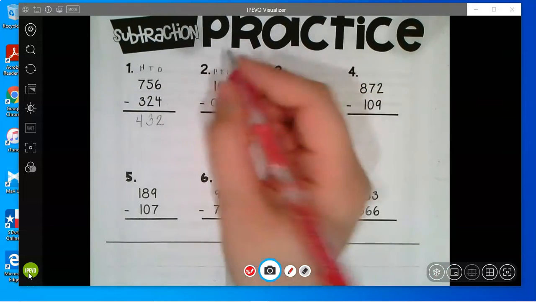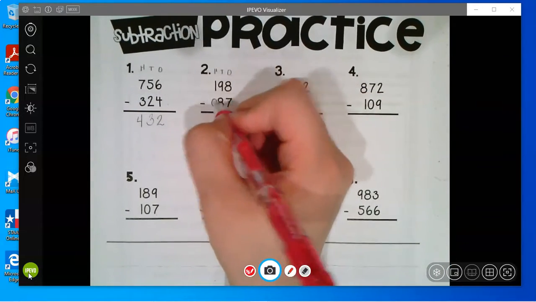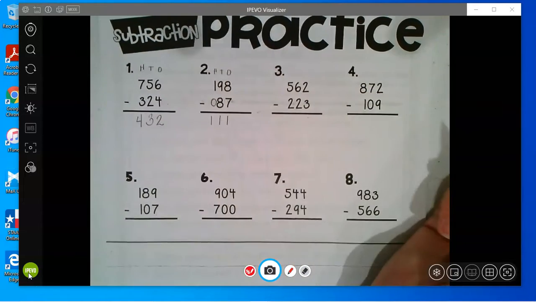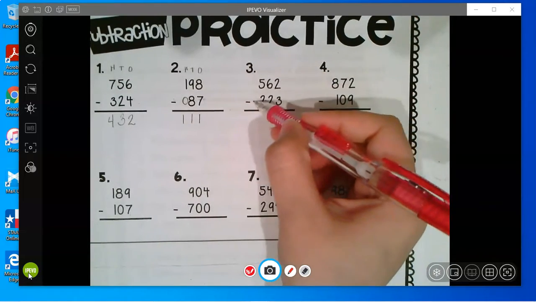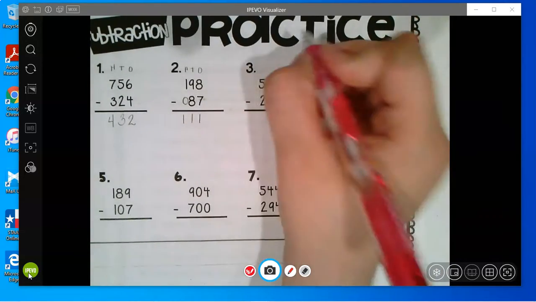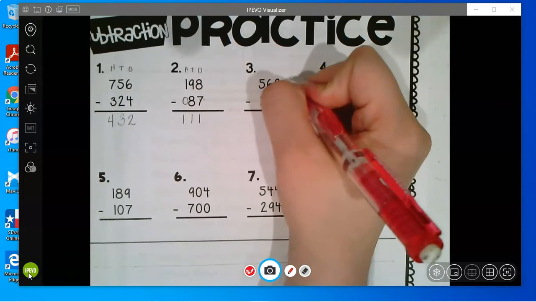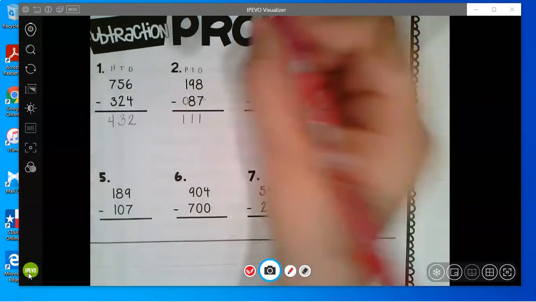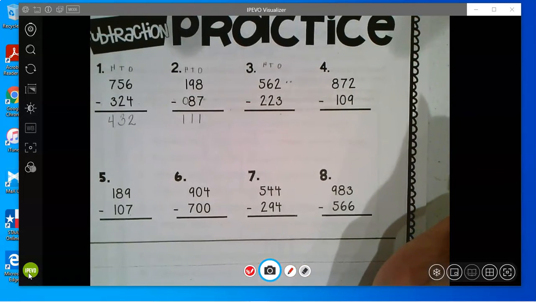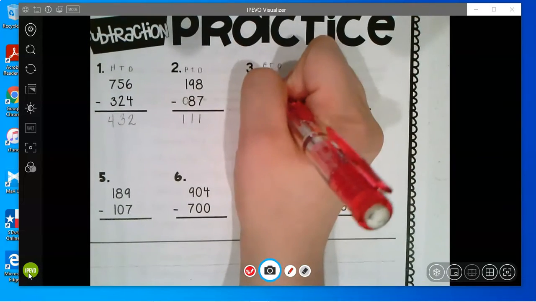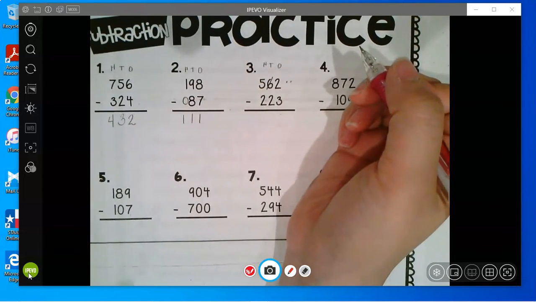9 minus 8 is 1. And 1 minus 0 is 1. So 111. Number 3, 2 minus 3. Uh-oh. I have 2, and I'm trying to take away 3. It doesn't work. So that means, guys, I need to go where? You're right. I need to go to the tens place, and I'm going to borrow a 10 long.